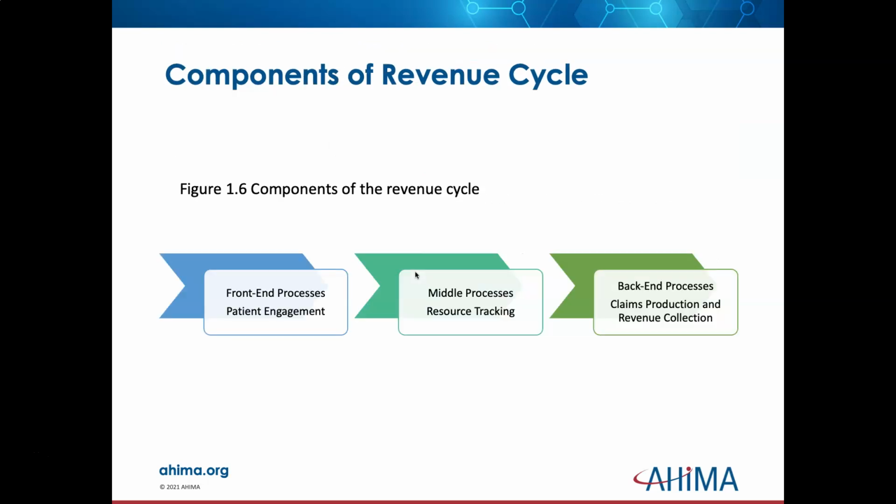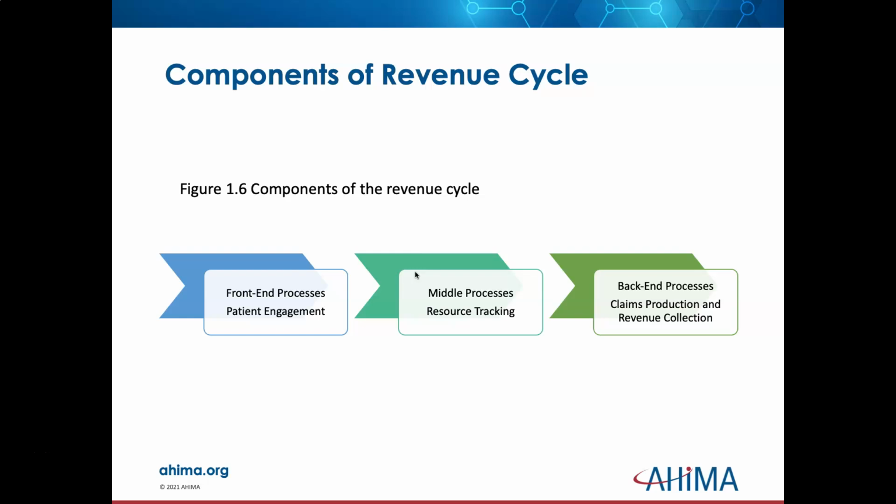Components of the revenue cycle, you have front-end processes, also known as patient engagement. That's like scheduling, registration, those types of things. Then you have middle processes, which is resource tracking. Oh, and in front-end process, that's also pre-authorization. Middle process is resource tracking. That's where you actually provide the service. It gets coded. The documentation is there. Then you have your back-end processes where you've already produced your claim, or you're producing your claim, you're submitting your claim, and you're doing revenue collection.